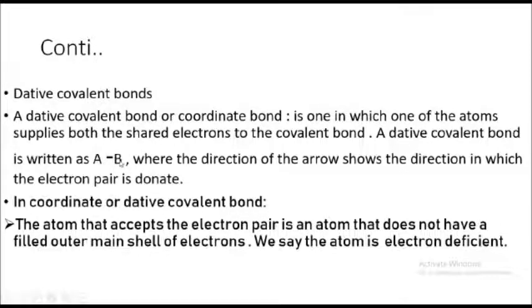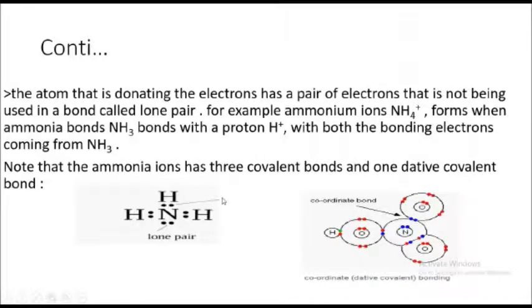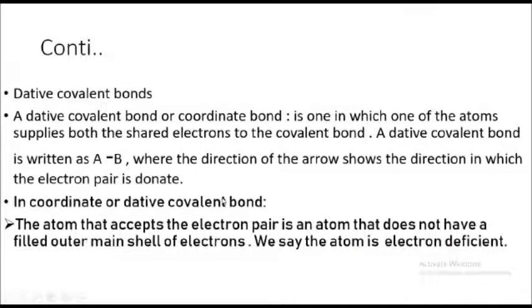This is the donor of electrons, and this is the recipient of electrons. What is the direction of the arrow? The direction of the arrow is from the A side to the B side. The direction of the arrow shows the direction in which the electron pair is donated. Donate means gives. So element A gives electrons to element B. The meaning of it, including for this, will be like this.